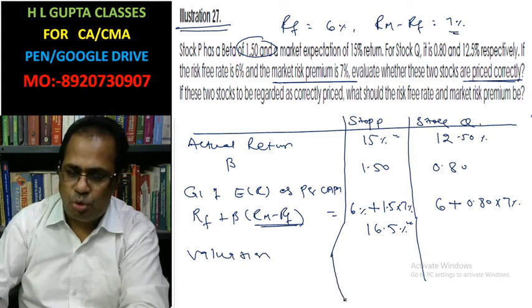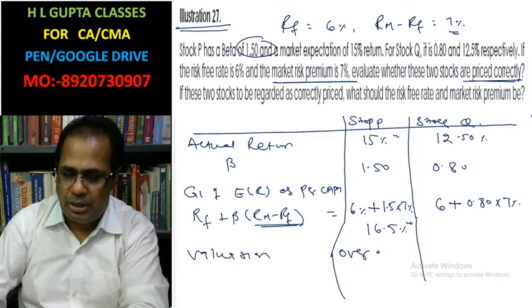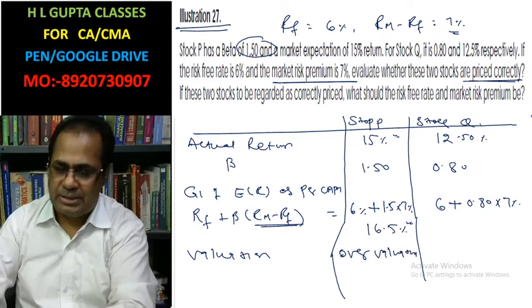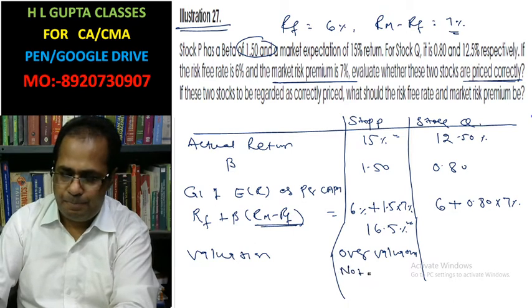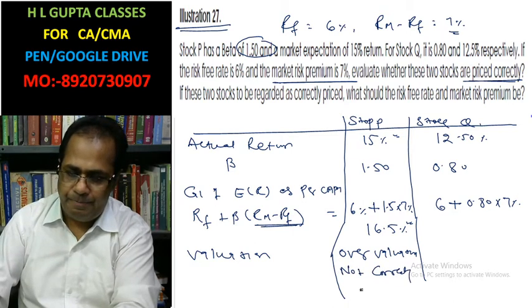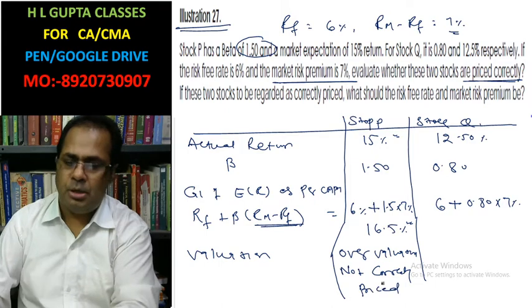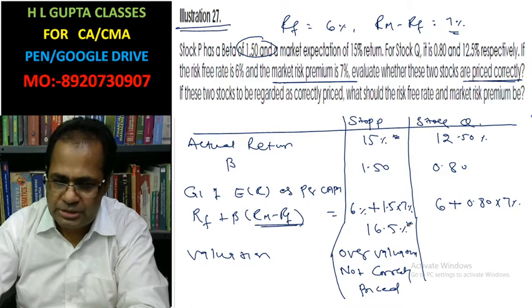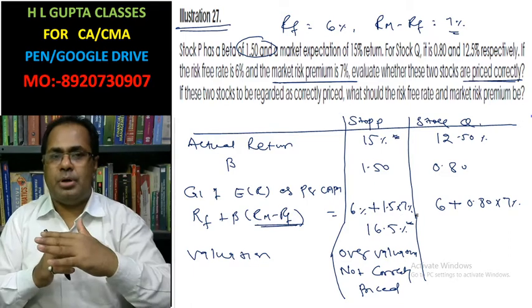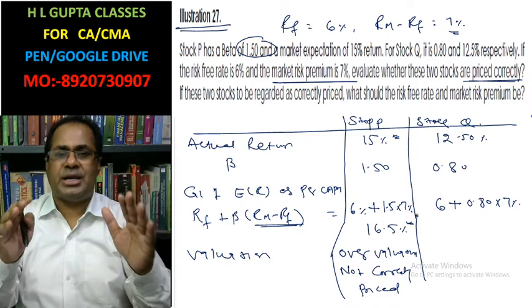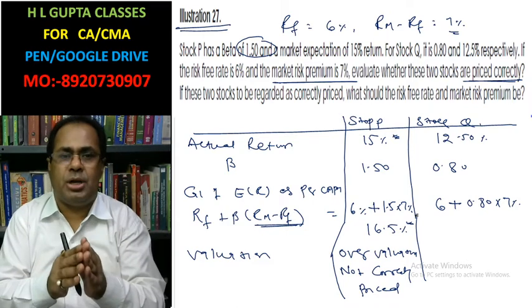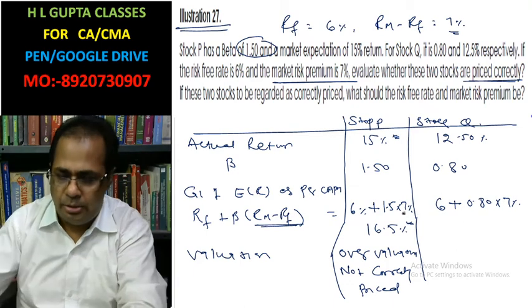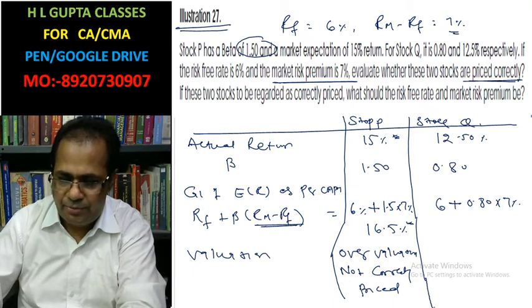This is said to be overvaluation. It is not correctly priced. For being correctly priced, this 15% must be equal to 16.5%. If actual return and expected return as per CAPM are both equal, then the security is said to be correctly priced. Do you understand?